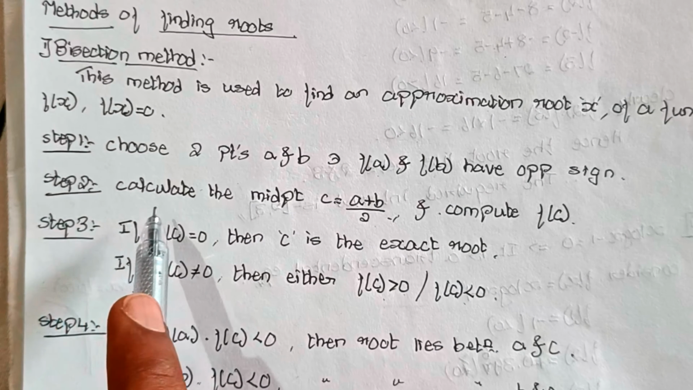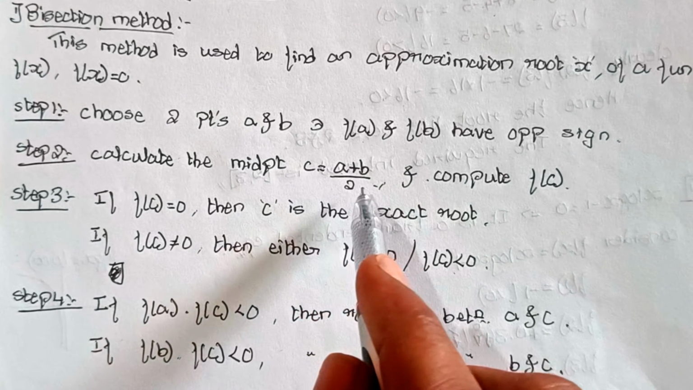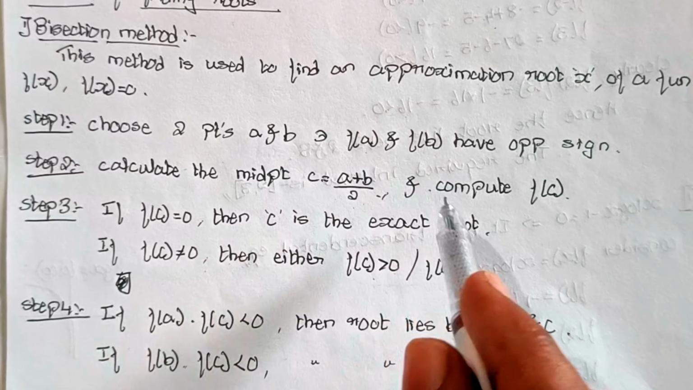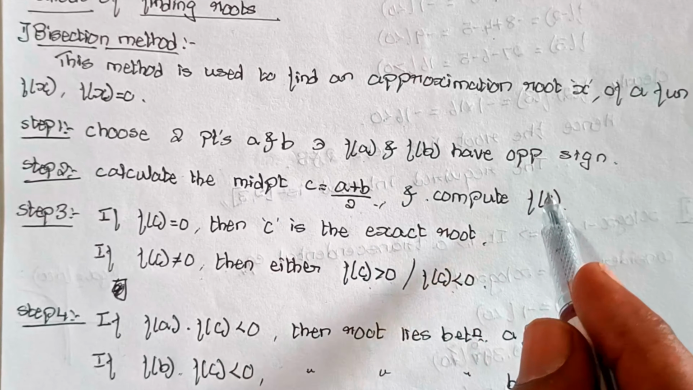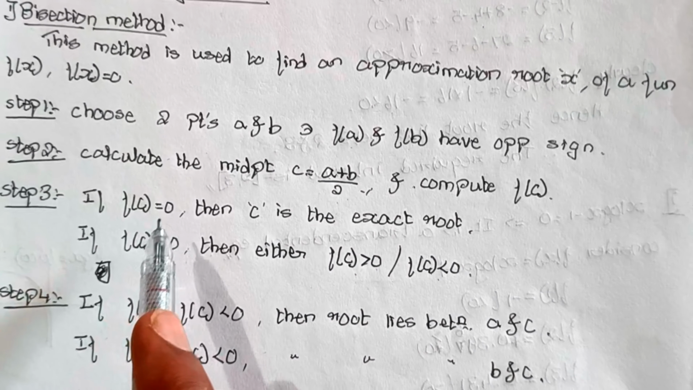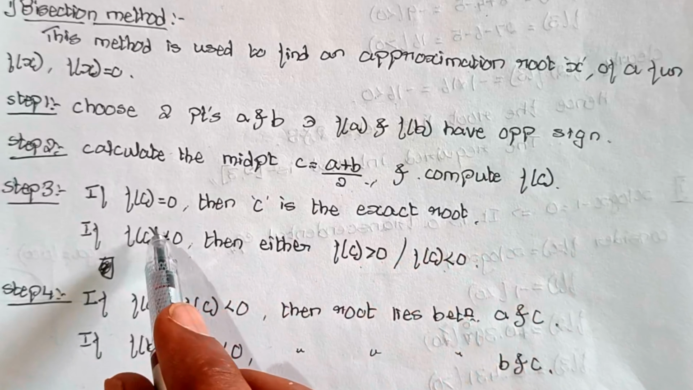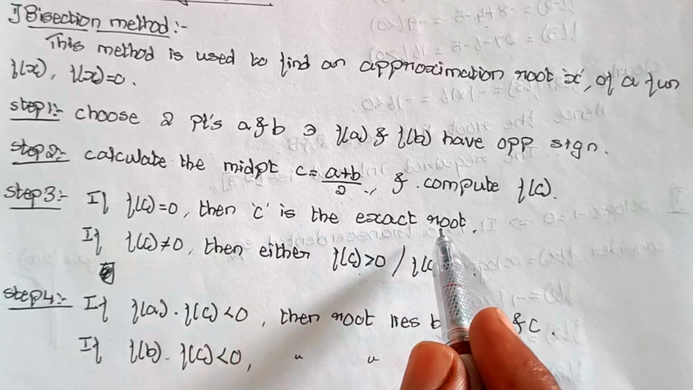And the second step, calculate a midpoint using the formula c is equal to a plus b divided by 2 and compute f of c. This is the second step. Third step, if f of c is equal to 0, then c is an exact root.